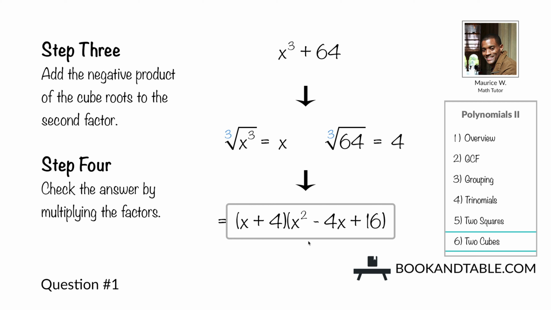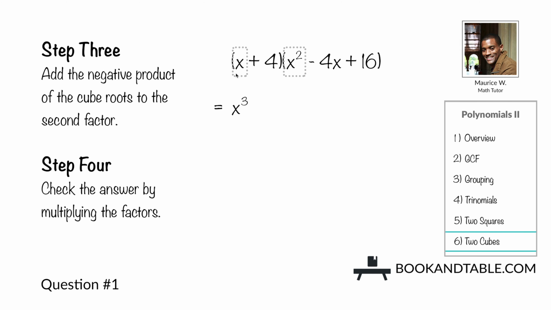And now step 4, check the answer by multiplying the factors. When we do so, the final polynomial must be x cubed plus 64. So we multiply the factors, we get x times x squared, which is x cubed. X times negative 4x is negative 4x squared. X times 16 is positive 16x. 4 times x squared is positive 4x squared. 4 times negative 4x is negative 16x. 4 times 16 is positive 64.